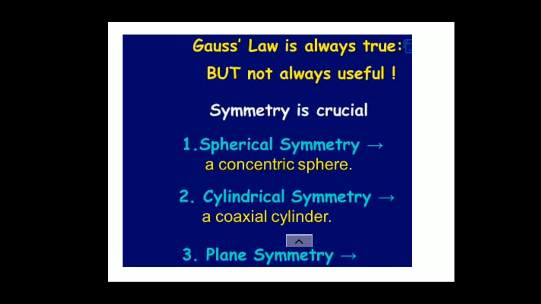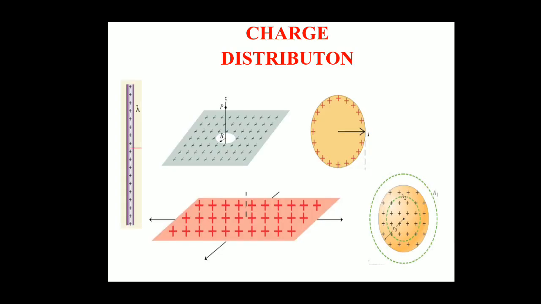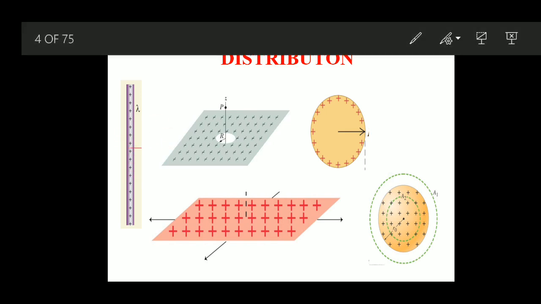Out of these three symmetries, we will take one for today's class. Gauss law, at your level, we will apply only for symmetrical shapes. At a higher level it is different. Suppose I take this diagram. What is the first diagram? Can anybody recall?